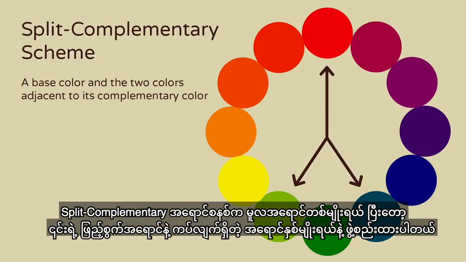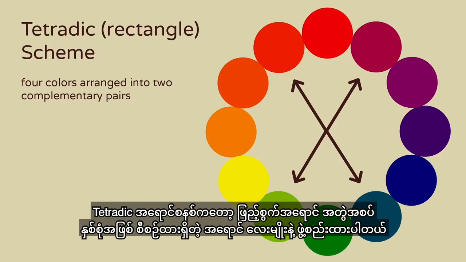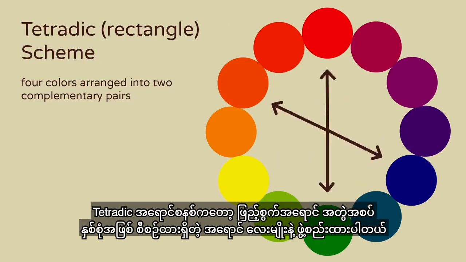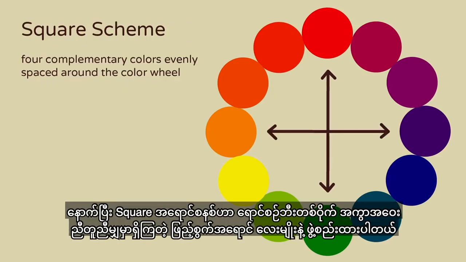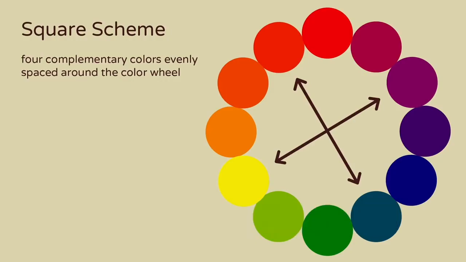A split complementary color scheme is made up of a base color and the 2 colors adjacent to its complementary color. A tetradic color scheme is made up of 4 colors arranged into 2 complementary pairs. And a square color scheme is made up of 4 complementary colors evenly spaced around the color wheel.